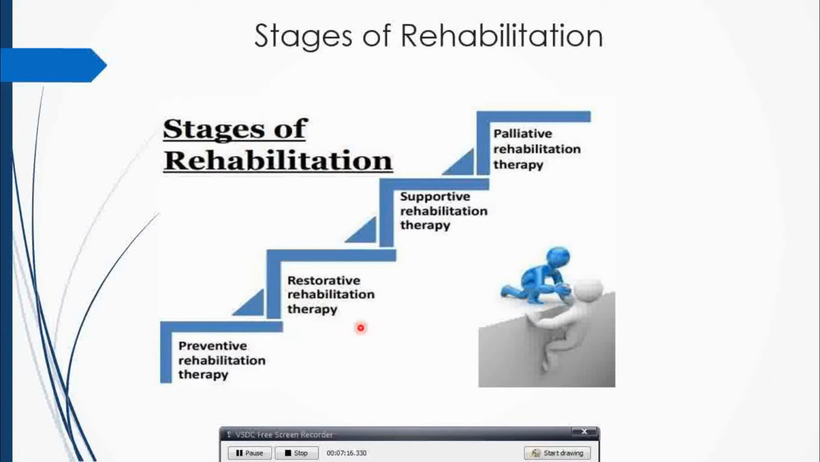When talking about stages, there are 4 stages. It begins with preventive rehabilitation, and then it goes to restorative. So the first stage is we prevent, and then you restore, and then you have supportive rehabilitation, and the last is the palliative rehabilitation therapy. So let's look one by one at the examples.